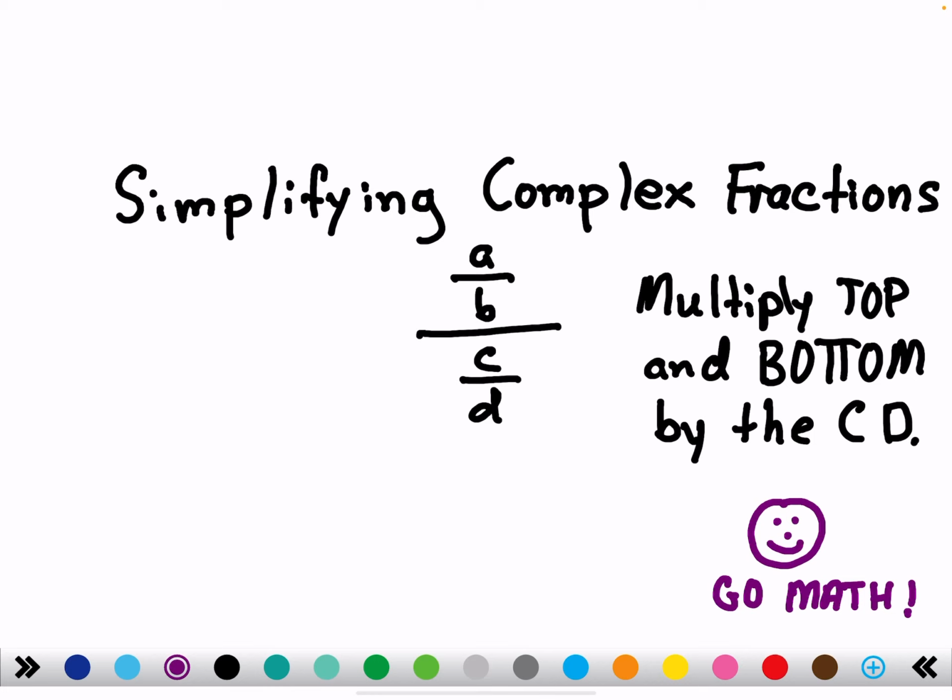A complex fraction has smaller fractions within one big fraction. And the way that we simplify complex fractions is: multiply top and bottom by the CD.